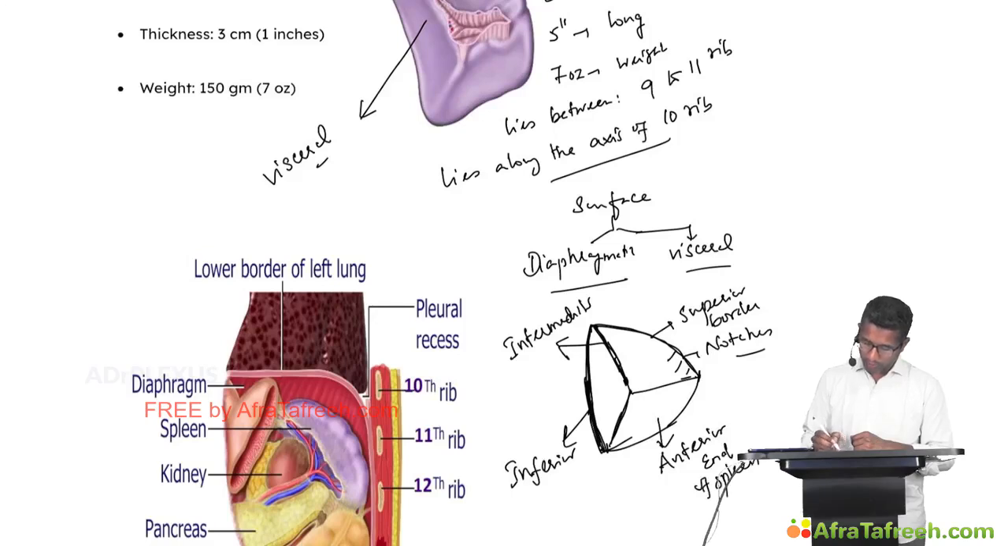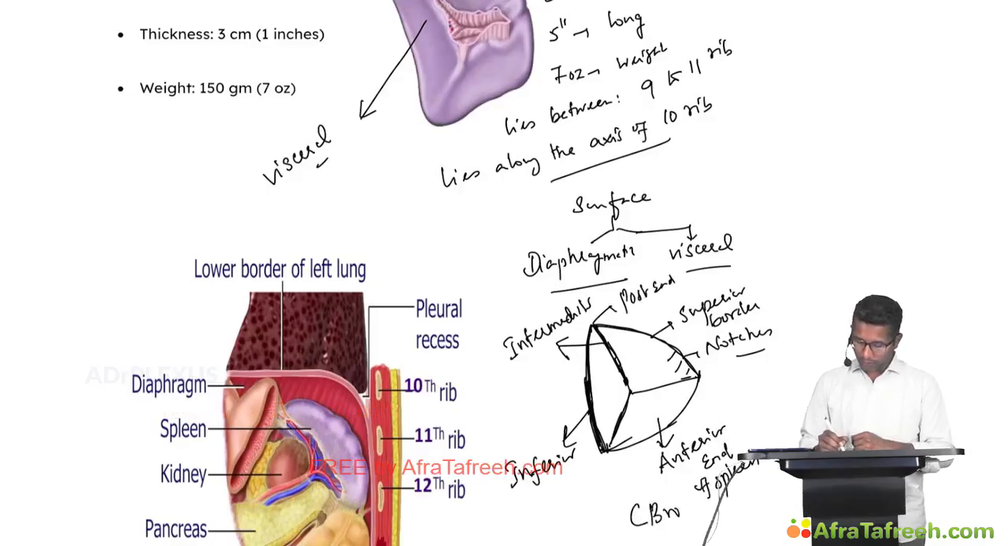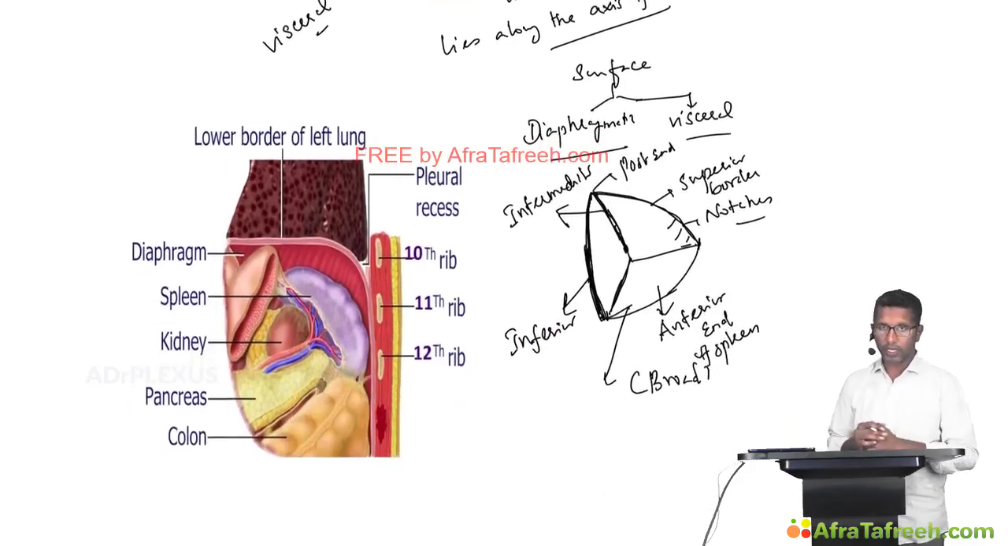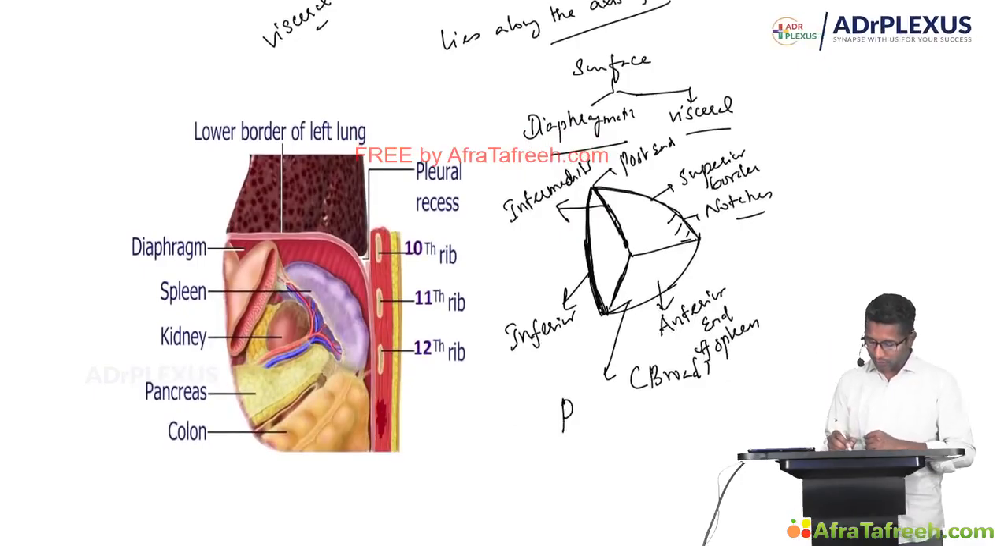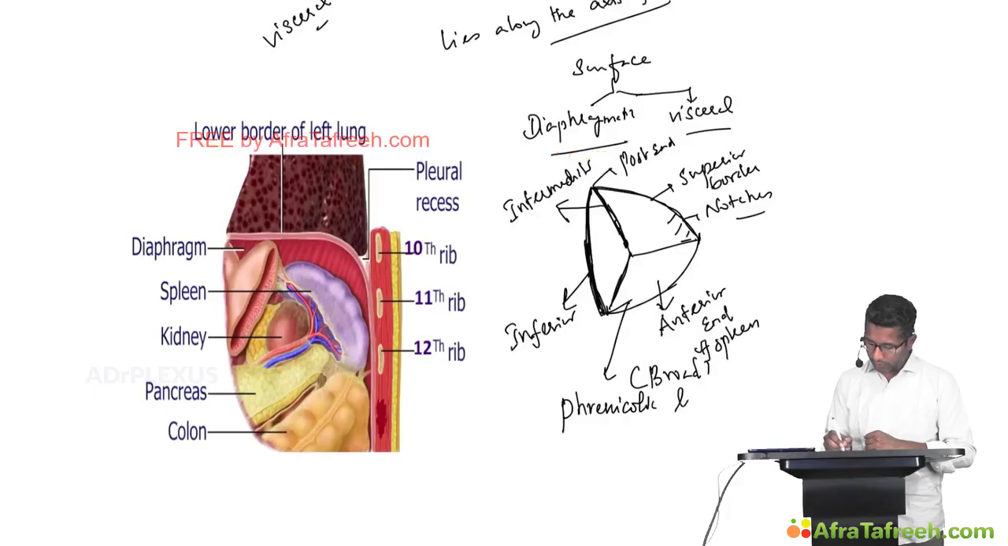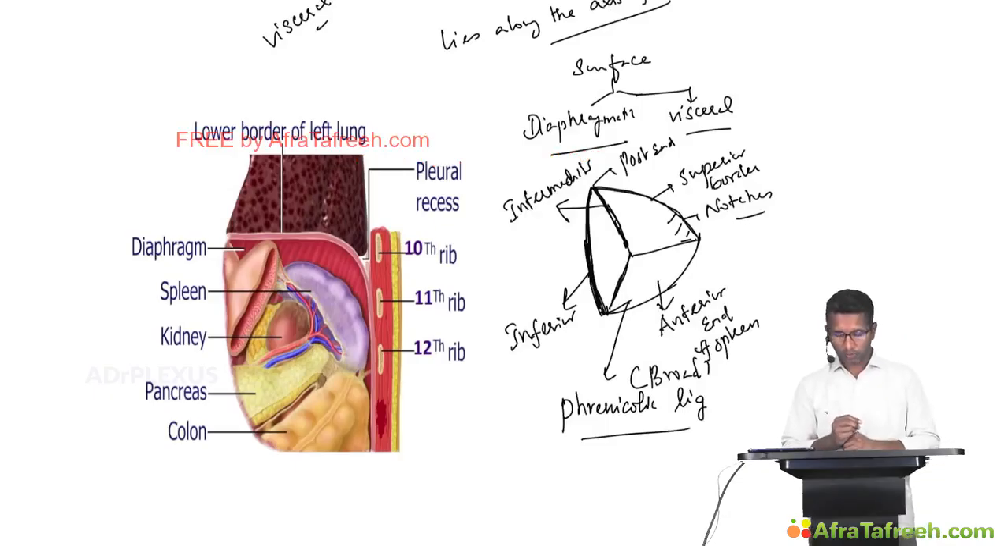The posterior end of the spleen is here. The anterior end is broad, and it is related to a ligament called the phrenicocolic ligament.